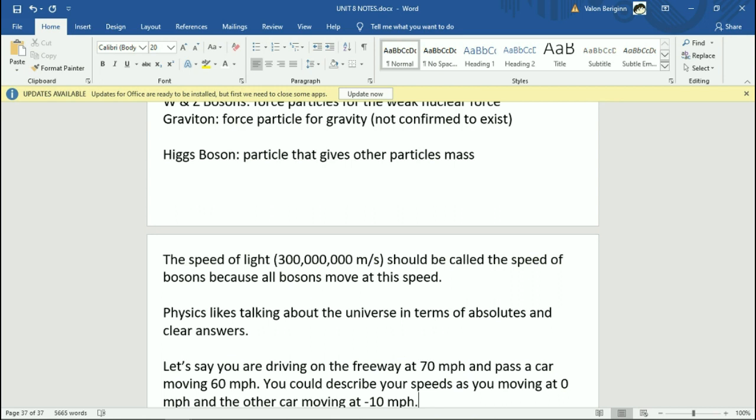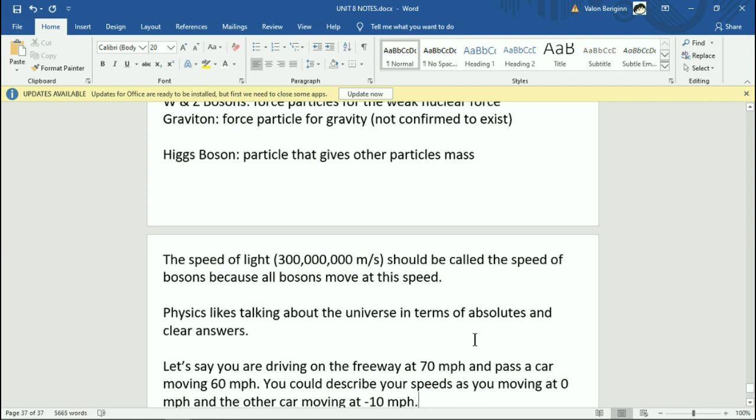But if you care about, for example, after an hour, how far you are from the other car, then the 0 and negative 10 miles per hour speeds work fine, because then you're talking about the speeds of the cars compared to each other.